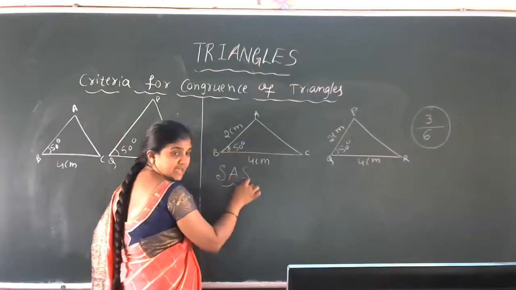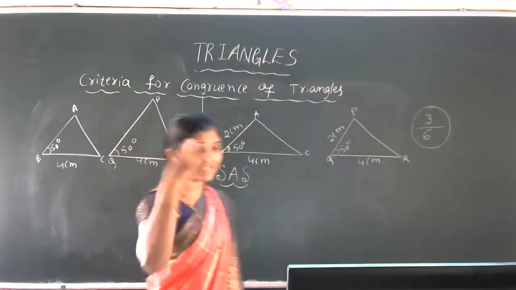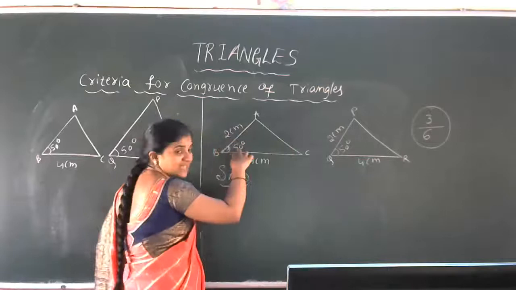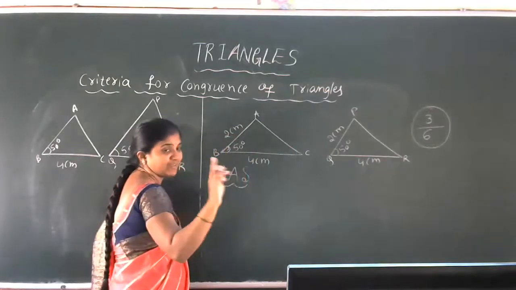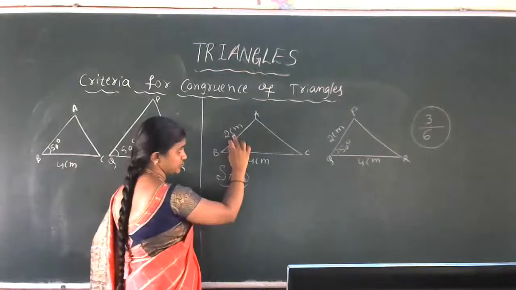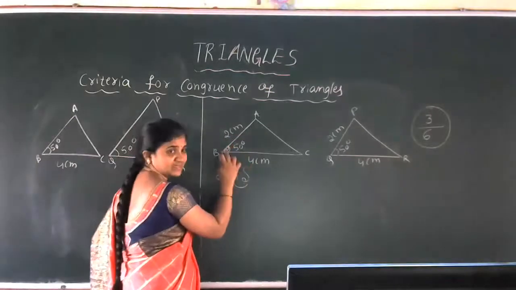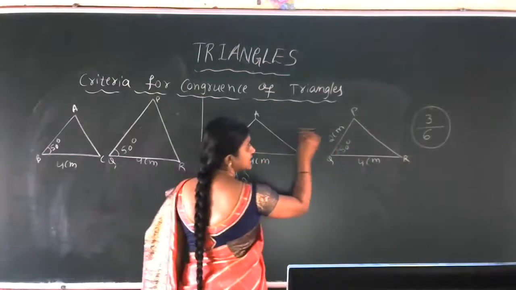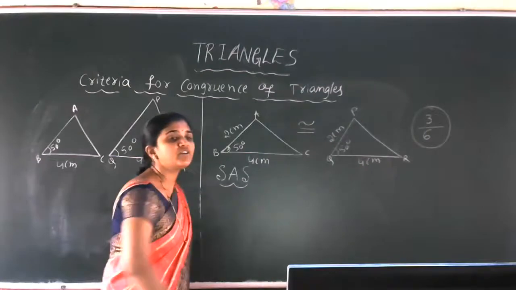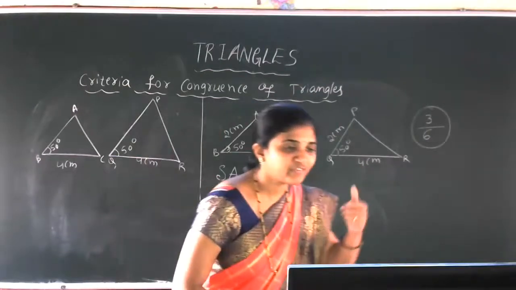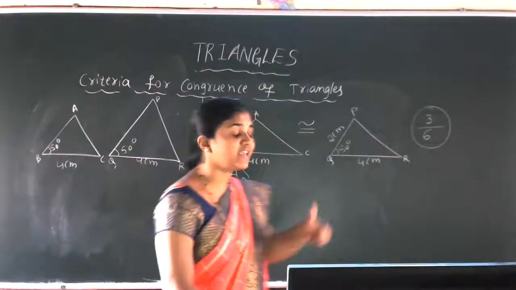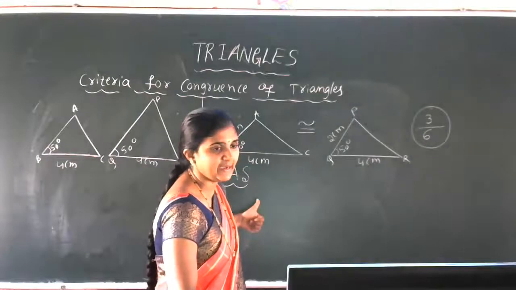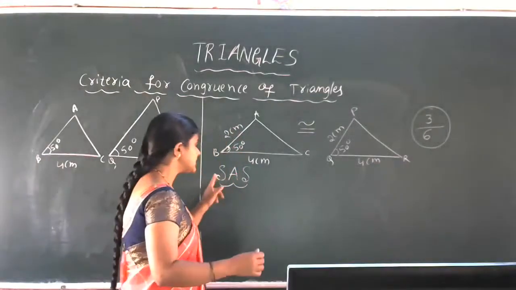So when we are observing the SAS congruency property, we have to notice whether this given angle is an included angle or not. Very, very important thing. Now observe, this is the included angle only. So these two triangles are said to be congruent to each other. So our first criteria for congruency is SAS criteria, side, angle, side.